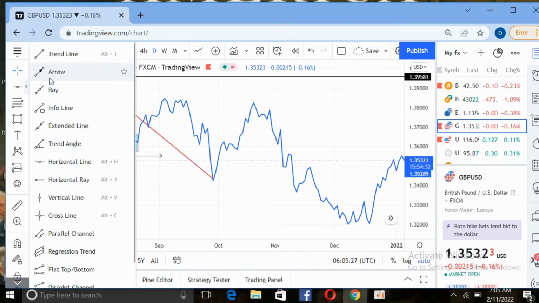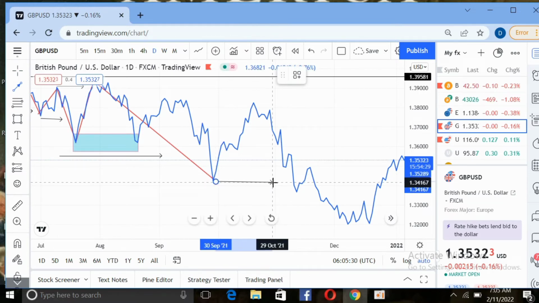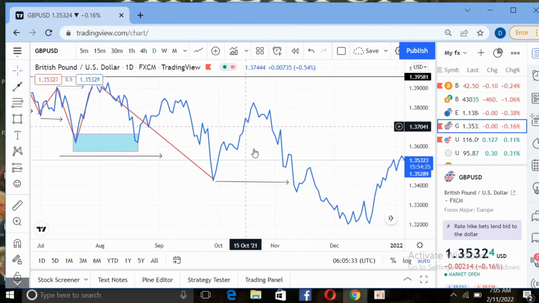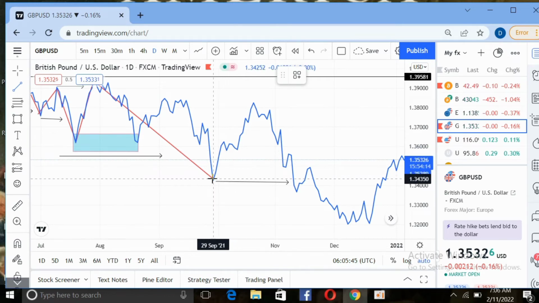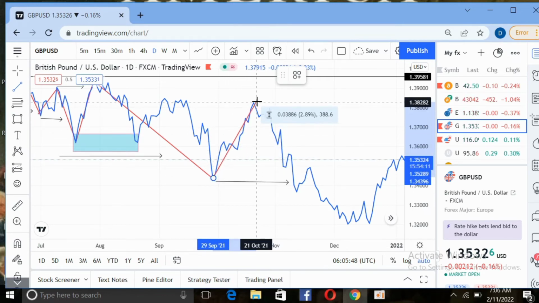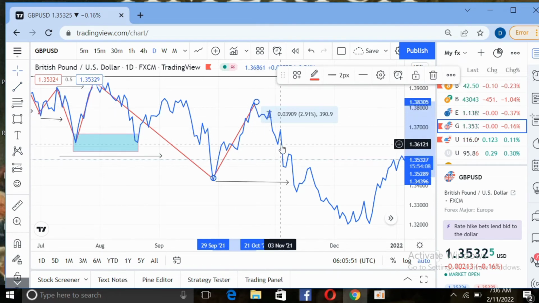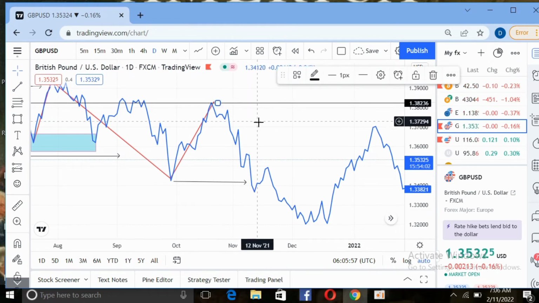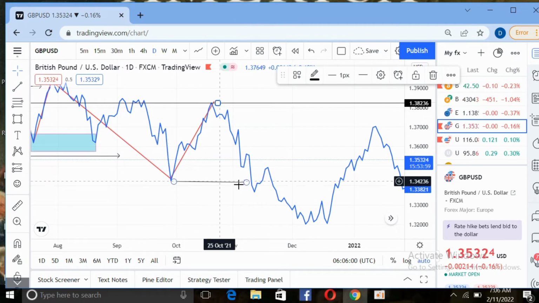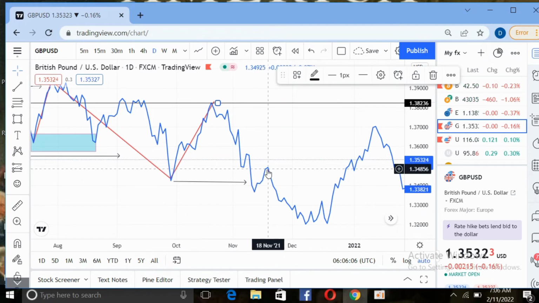We have a break of structure at this point. Since the break of structure has occurred, this one becomes a valid high. So the valid high is no longer at this point, it's now at this point, because this has been taken out. So we keep on looking for the structural highs.